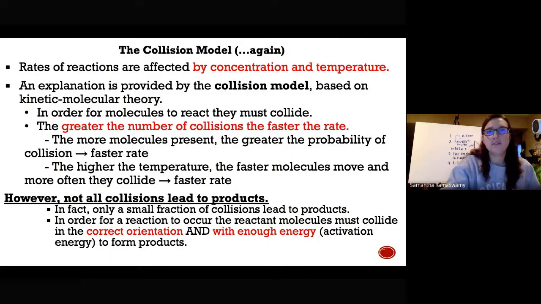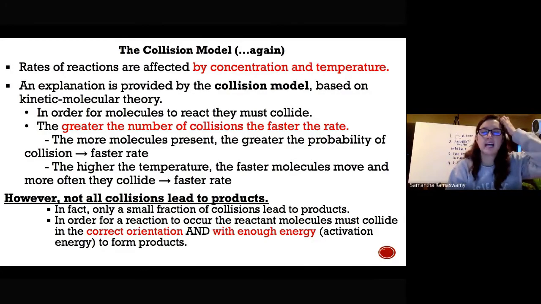we're going to just jump into looking at information from video 5.4. So video 5.4 brought back in the collision model. That's why it says the collision model again, because we've talked about the collision model before, when we started kinetics, but now we're going to bring it back up again. So remember that a rate of reaction is affected by concentration and by temperature. More specifically, the rate of reaction is affected by concentration of reactants and temperature.